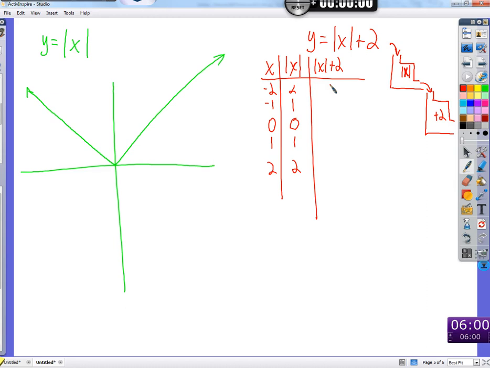Makes it bigger by 2, right? It's hard to really put it to words because it's so simple. You just make it bigger by 2. So this gets made bigger by 2, you get 4, you get 3, you get 2, you get 3, you get 4.